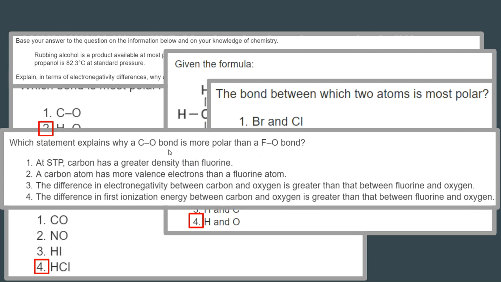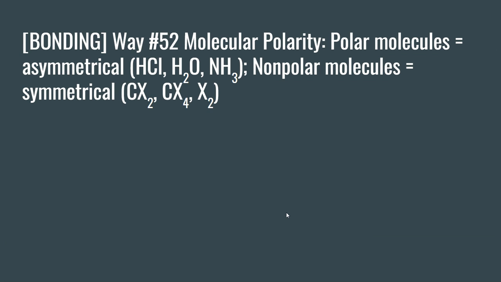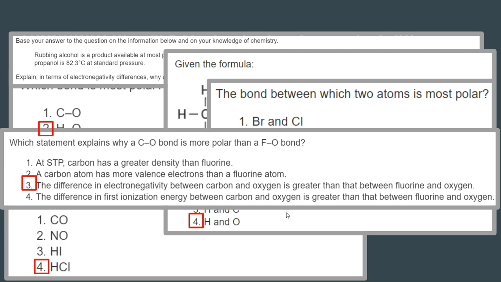Which statement explains why a CO bond is more polar than an FO bond? When assessing polarity, you have to calculate electronegativity difference, so answer choice 3 is correct. So when it comes to assessing the degree of polarity between two atoms, you have to look at the electronegativity difference. The greatest difference will result in the greater degree of polarity because one of those atoms is pulling electrons closer toward it compared to the other. And you can always look up the electronegativity values on table S.